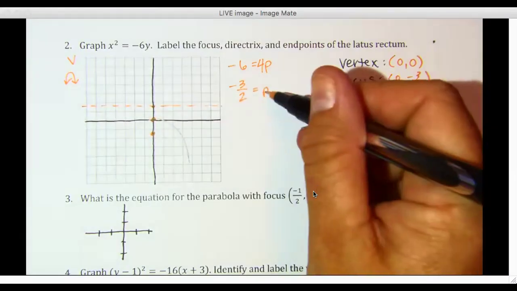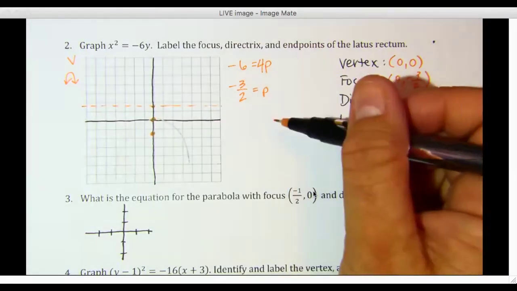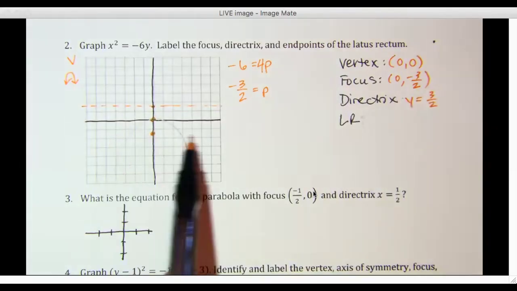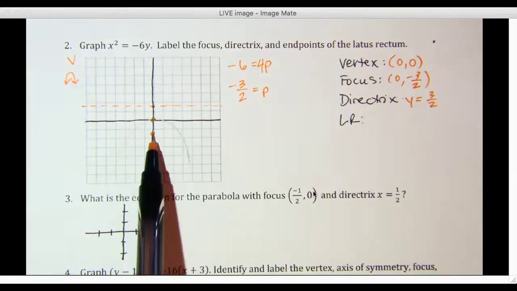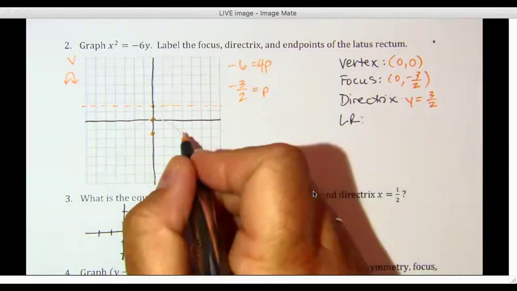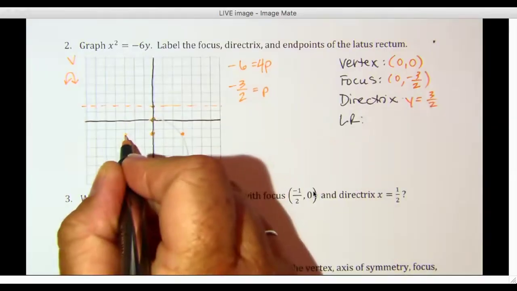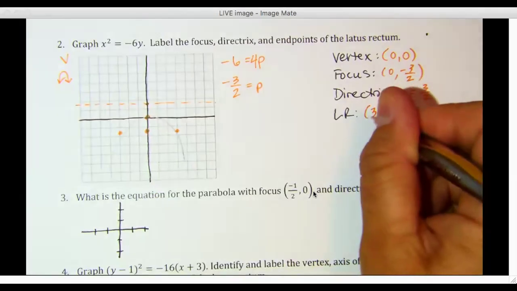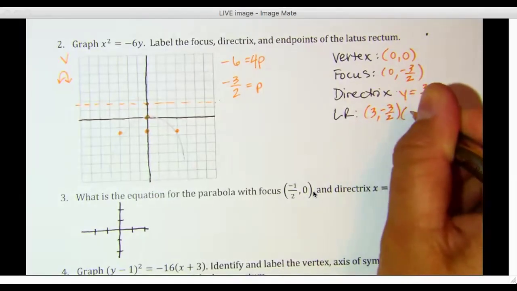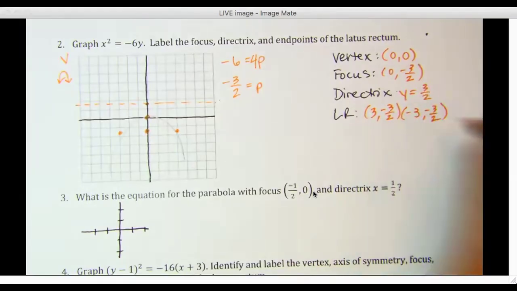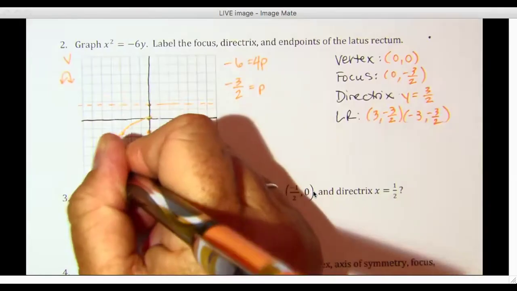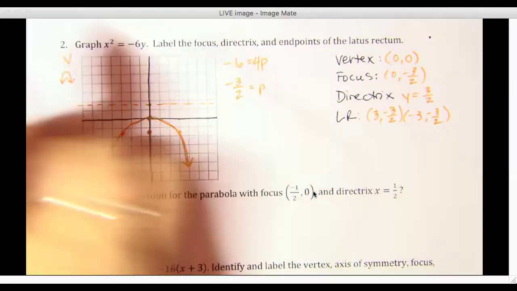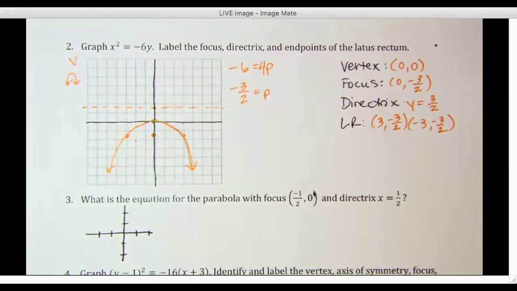And then because my p-value is -3/2, or my whole 4p value is -6, through that focus I need to go half of that in each direction. So I'm going to go 3 this direction and 3 this direction. That gives me the two endpoints of my LR, at 3, -3/2 and -3, -3/2. And so I can draw my curve, and then I'll erase what I did in pencil first. So there is the curve of our parabola.